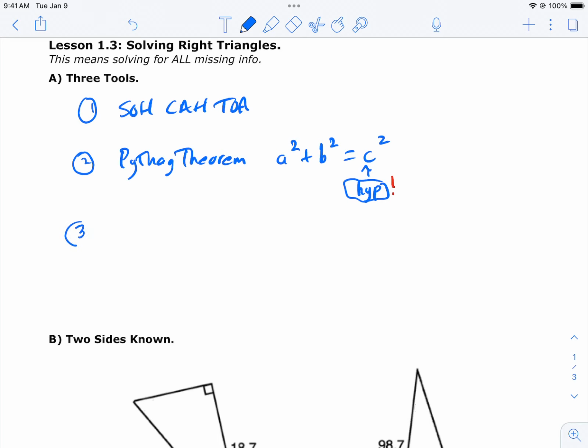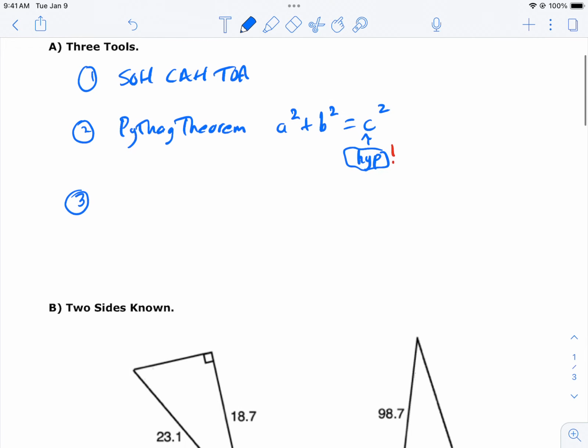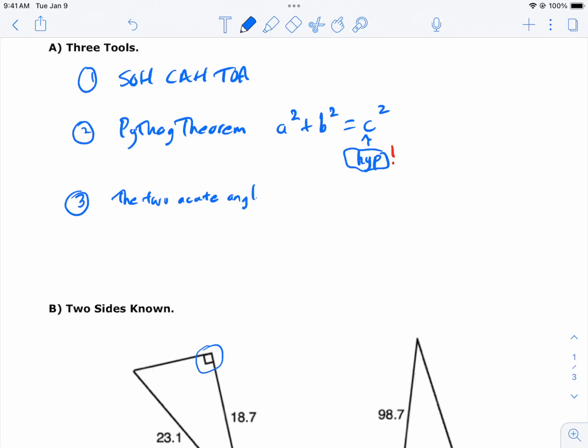The other tool that comes in handy, and this is a heck of a shortcut compared to SOH CAH TOA, has got to do with angles. You remember something about triangles and angles, right? The angles always add to 180. Well, I'm going to state that a little differently, because for a right triangle, when you know one of the angles is 90, and they're all 180, well, that means the other two have to add to 90 as well. So the two acute angles, not the 90, but the two acute angles, the sharp angles, the angles that are less than 90, must add to 90.